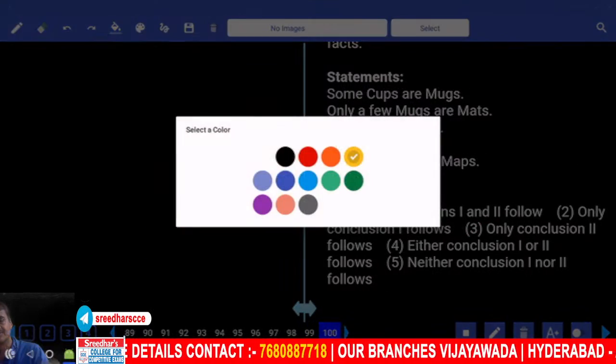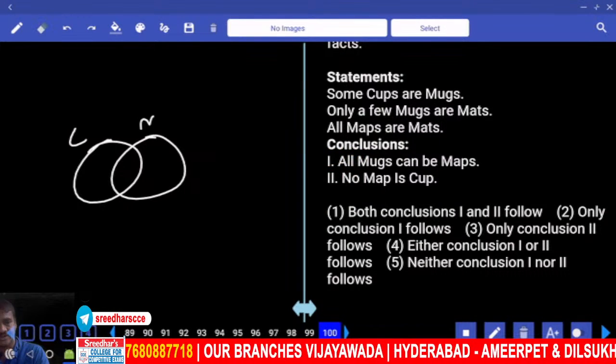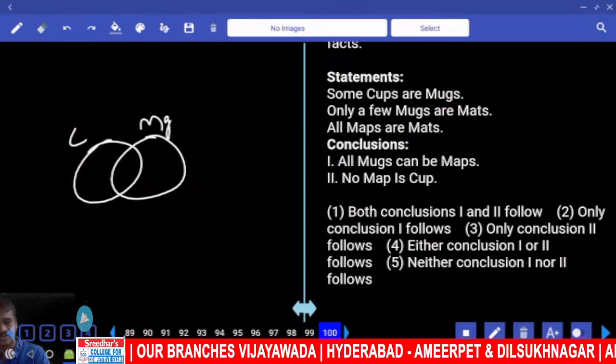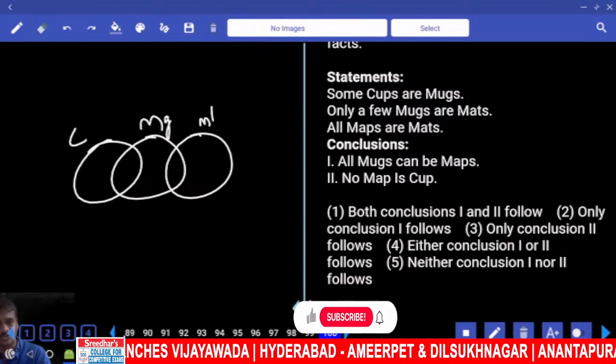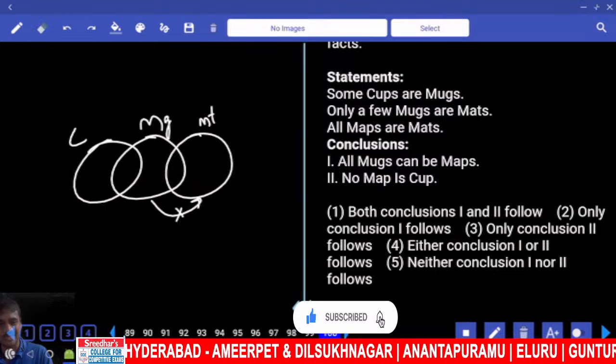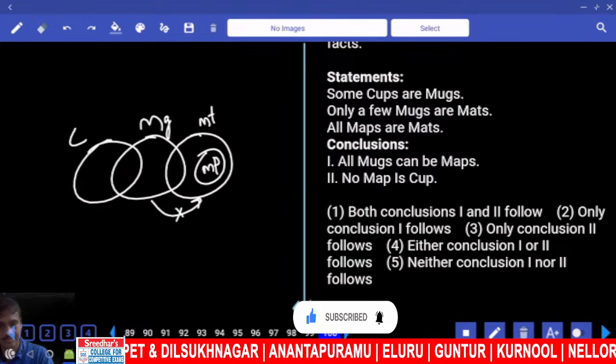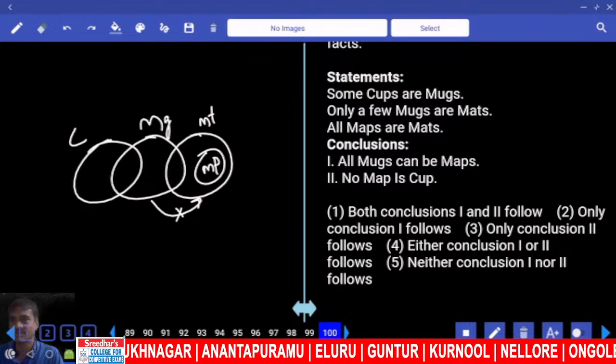And some cups are mugs. Now these are the cups that are mug, cup and a mug. And only a few mugs are what? Matte. Only some mugs are matte, but not all. This entire mug cannot be a part of matte. And all maps are matte. Now this entire map is a part of matte. Clear? All maps are matte.